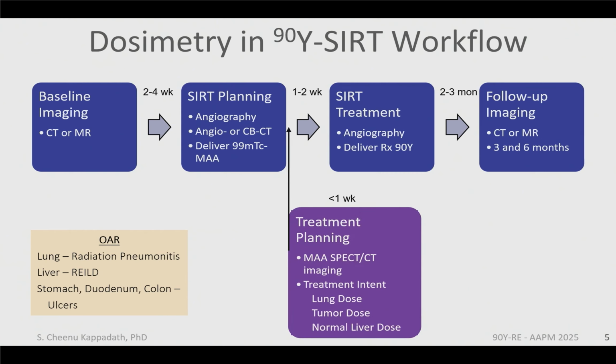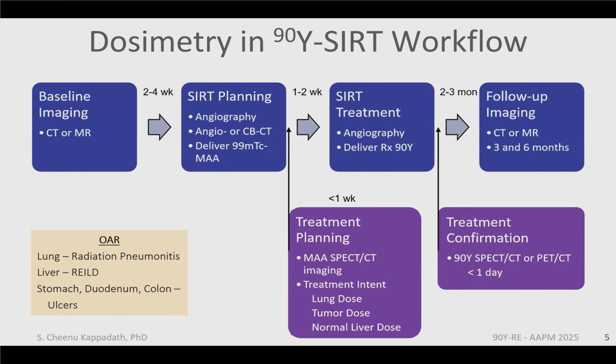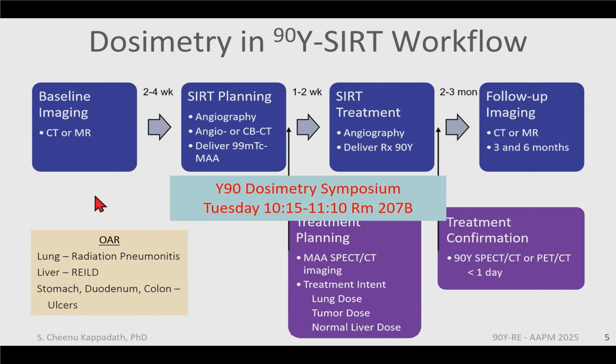Basically, you bring the patient in, you do angiography, you map out the hepatic vasculature, you see where the flow goes, and then you deliver MAA loaded with technetium as a surrogate for Y90 particles, and you use the image distribution of that to plan your treatment. Again, you look at the three organs I talked about: lung dose, normal liver dose, and tumor dose, and then you make your appropriate plan. Then you deliver the treatment, and typically you would confirm the delivery by imaging with either Y90 SPECT or PET after the treatment. And then clearly there's follow-up and monitoring of the patient.